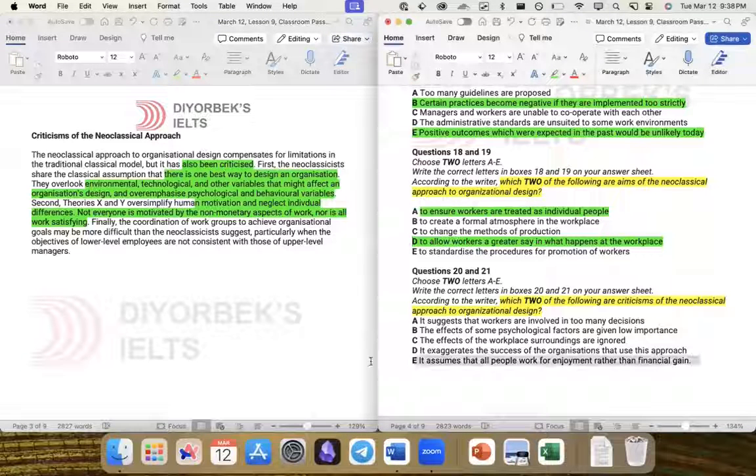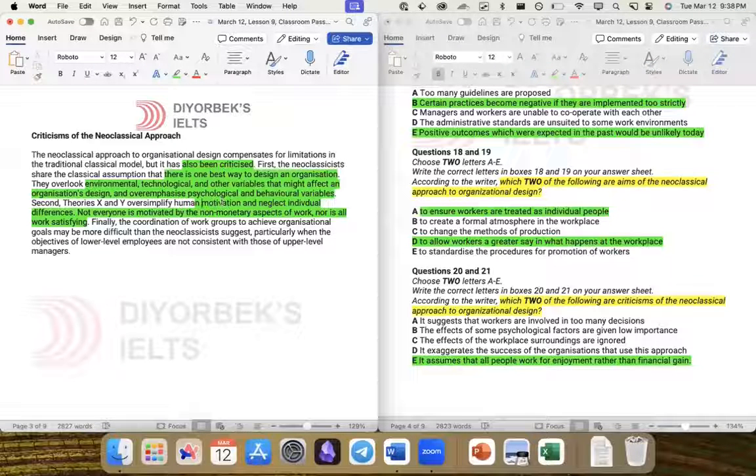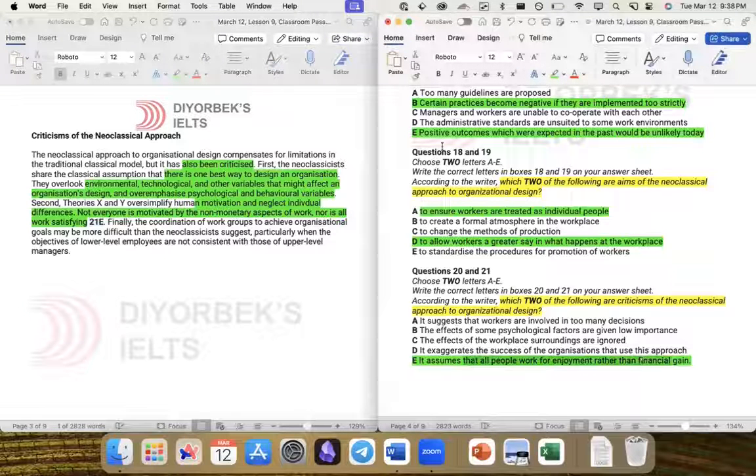Not everyone is motivated by non-monetary aspects, nor is all work satisfying, right? Pay attention: it's assumed that all people work for enjoyment rather than financial gain.